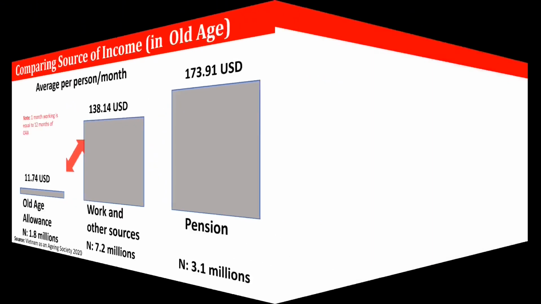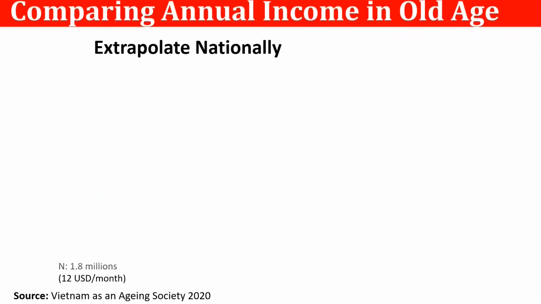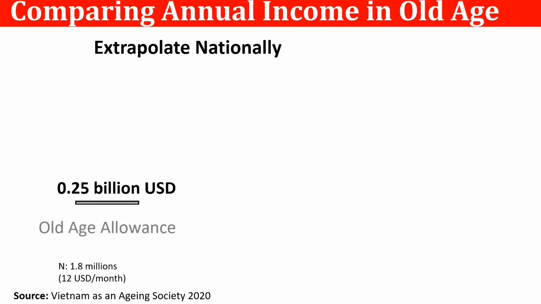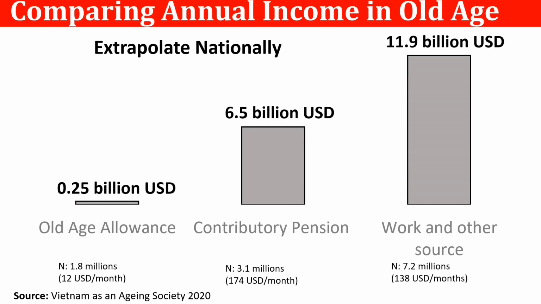If we extrapolate the numbers nationally, the total income from old age allowance would be around $0.25 billion per year. Second, the total income from contributory pension would be $6.5 billion per year. And third, the income from work and others would be close to $12 billion per year. This clearly highlights the importance of work in old age.